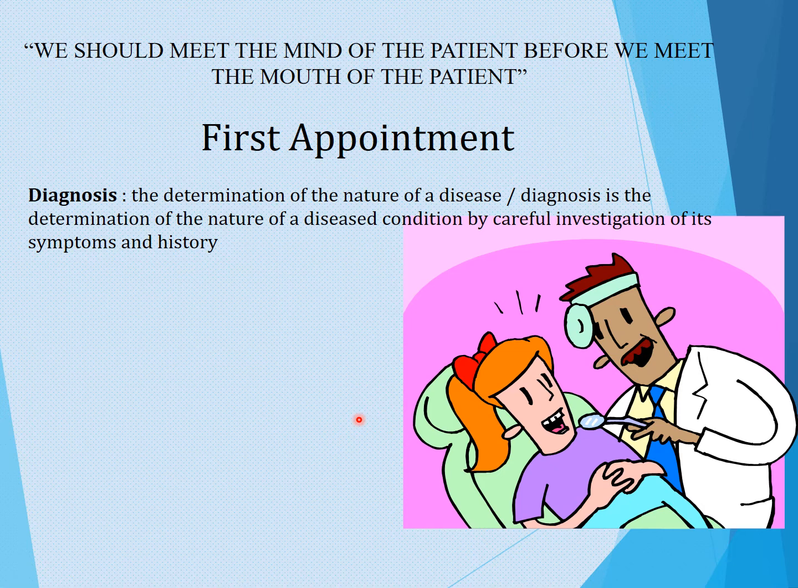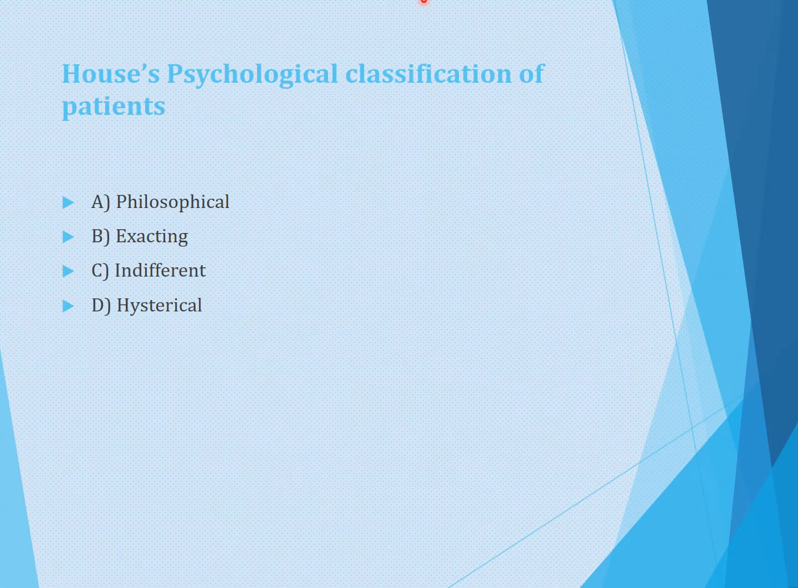So coming to the definition of diagnosis: diagnosis is the determination of the nature of a diseased condition by careful investigation of its symptoms and history. So you have to know the symptoms, you have to know the history, you have to know everything in detail, guys. Coming to the psychological classification of the patient: physiological, exacting, indifferent, and hysterical. So this is the most difficult patient, this is the most ideal patient.